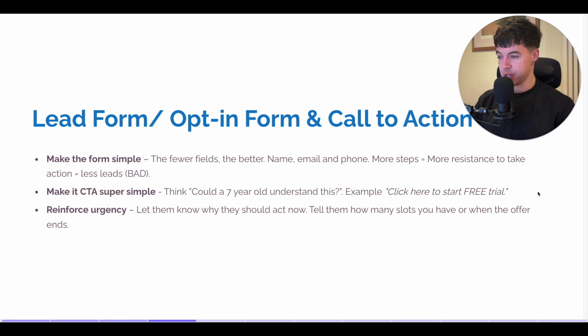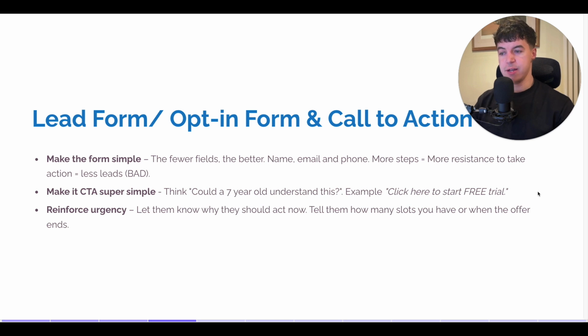And then reinforce urgency. So let them know why they should take action now. What we don't want to do is use fake urgency. So we don't want to pretend that we're only taking on 10 people when in reality we're taking on 50 people. Or we don't want to pretend that the offer ends in 2 days when in reality we know it's going to end at the end of the month. So don't lie. But if you have a particular amount of slots that you're able to take on, make sure that you tell people that. Or if the offer does end on a particular date, make sure you tell them that.